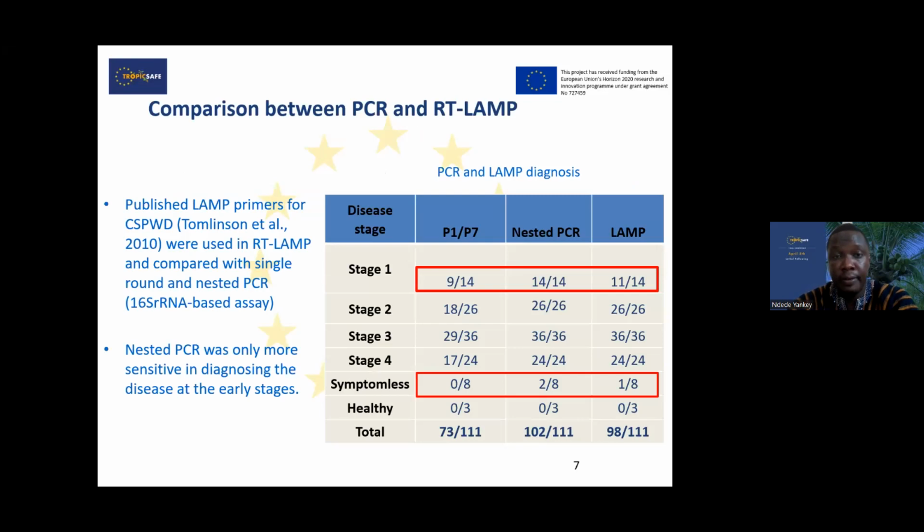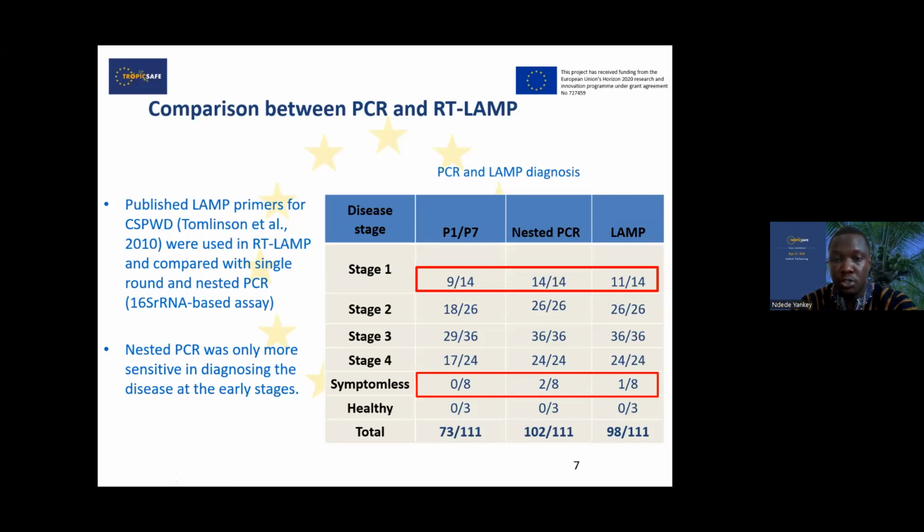So what we have done, firstly, is to compare PCR and the real-time LAMP. And there is a published LAMP primers for the lethal yellowing disease in Ghana. This was published by Tomlinson et al. in 2010. So for the samples we have collected in our nationwide survey, as I mentioned in the other presentation, we have compared PCR and LAMP, the ability to detect the phytoplasma.